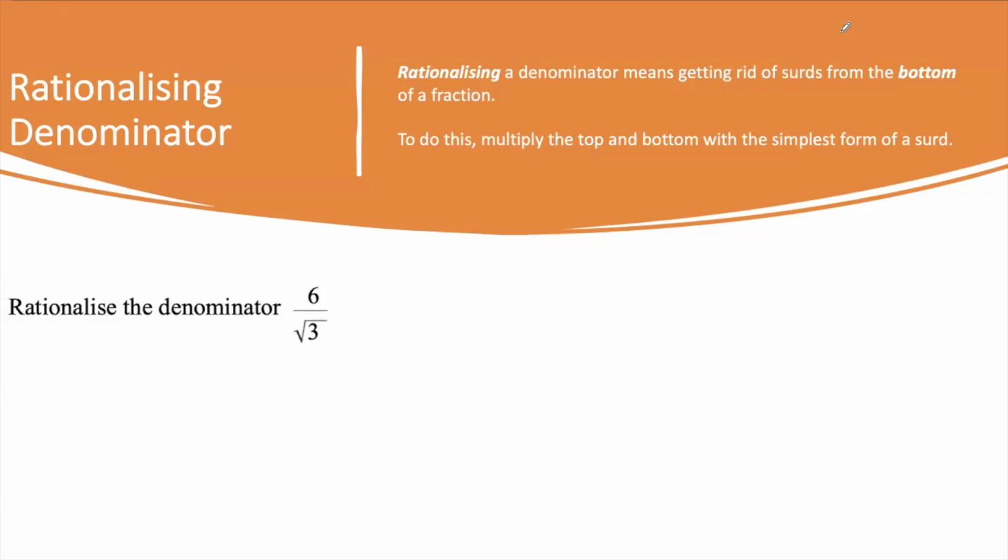In this video, we're going to be talking about rationalizing the denominator. Rationalizing a denominator means getting rid of surds from the bottom of a fraction. So for example, if you have 2 over root 3, rationalizing means getting rid of the root from the bottom. To do this, multiply the top and bottom with the simplest form of a surd.